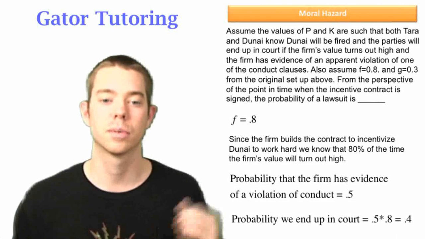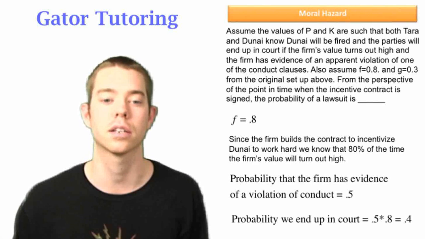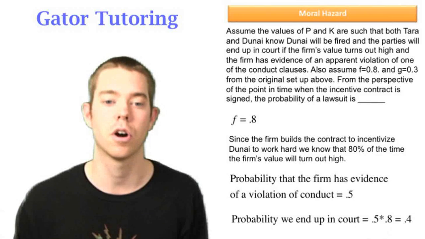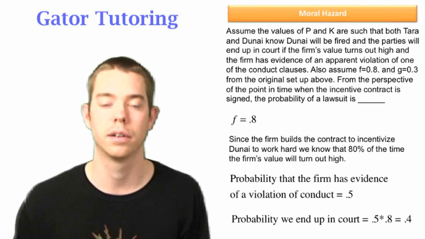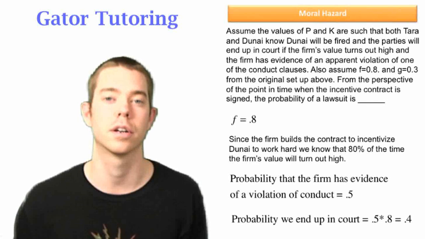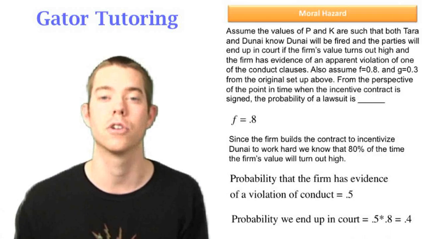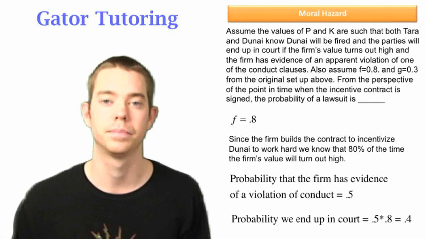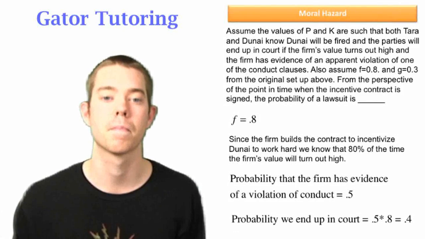Real fast, an assumption I made here, why I wrote this: it says since the firm builds a contract to incentivize Deny to work hard, we know that 80% of the time the firm's value will turn out high. That's kind of a side note, but the contract in the first place makes it to where the firm knows Deny is going to work hard, therefore they're going to have to pay her that high wage, or they're going to have high value at least 80% of the time. That was one of the subtle assumptions that we make.